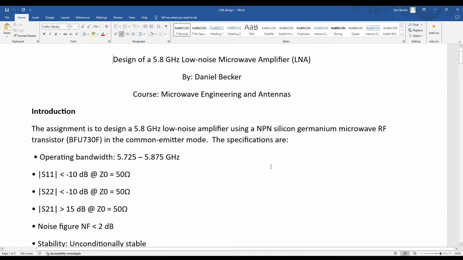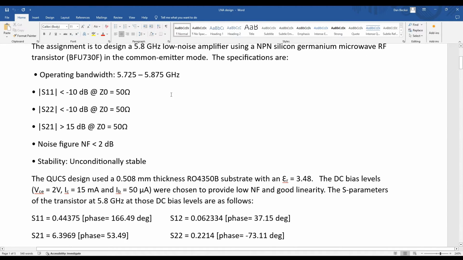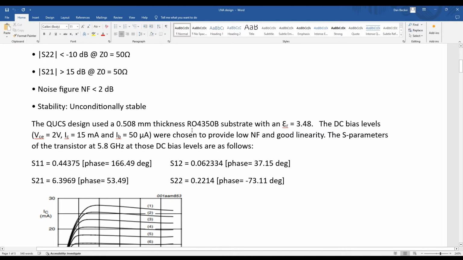Hello, everyone. I'd like to discuss an LNA design, and here are the requirements for this amplifier. The operating bandwidth is between 5.725 and 5.875 gigahertz. The S parameters are to have a magnitude of S11 under -10 dB, also S22 under -10 dB, and the magnitude of S21 should be greater than 15 dB, a noise figure less than 2 dB, and unconditionally stable.